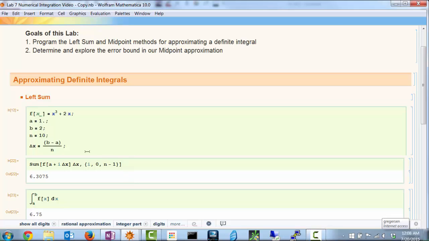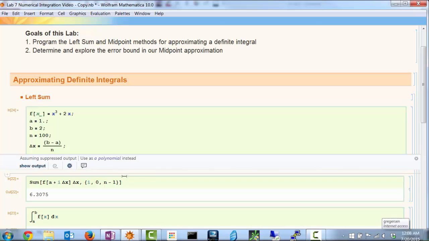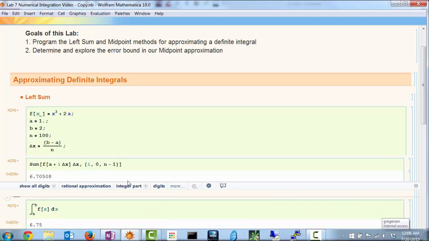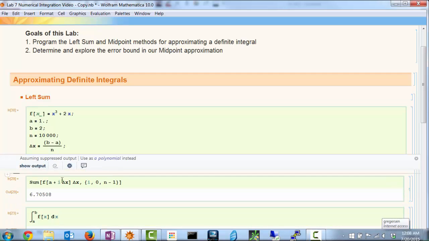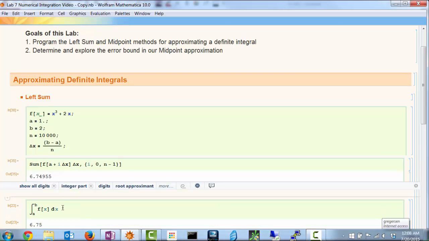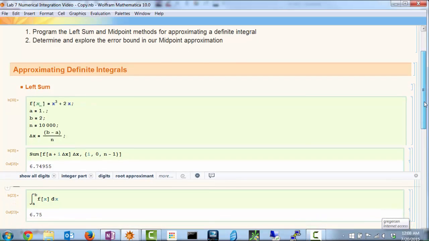I can improve that, however, if maybe I want to take 100 steps. I'll rerun this cell, rerun my approximation, and sure enough, I'm much, much closer. I could get even closer if I want to take, for instance, 10,000 steps. And now I can quickly do that in Mathematica, and sure enough, I'm getting very close now. So that's the left sum approximation.